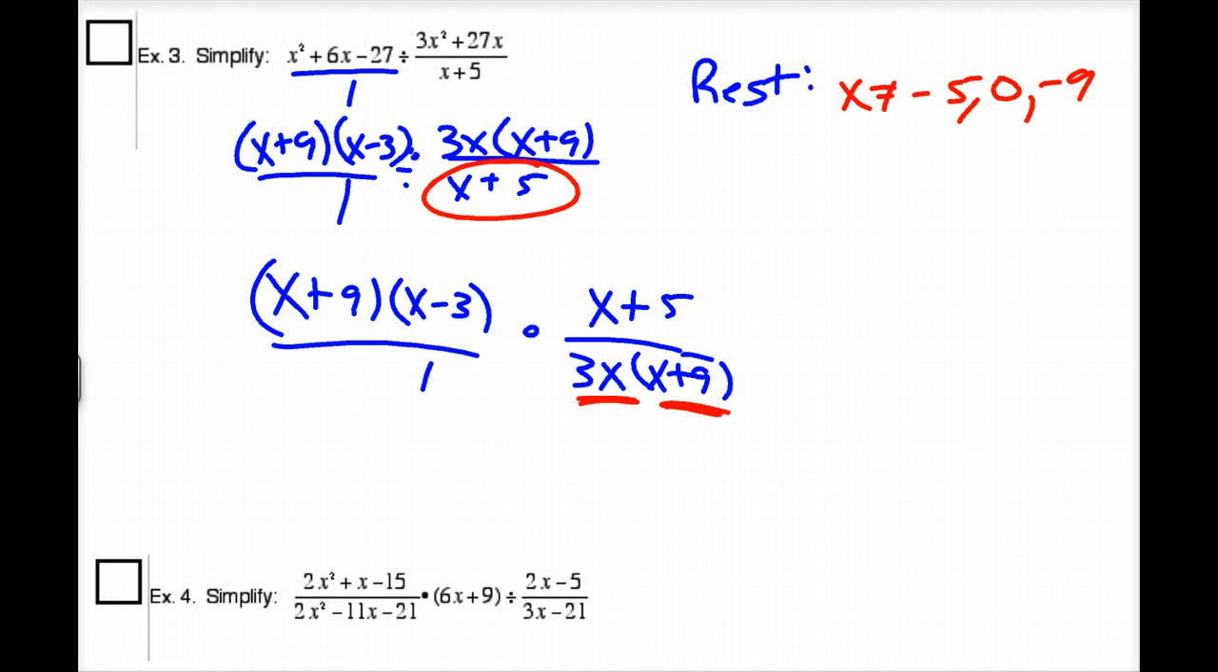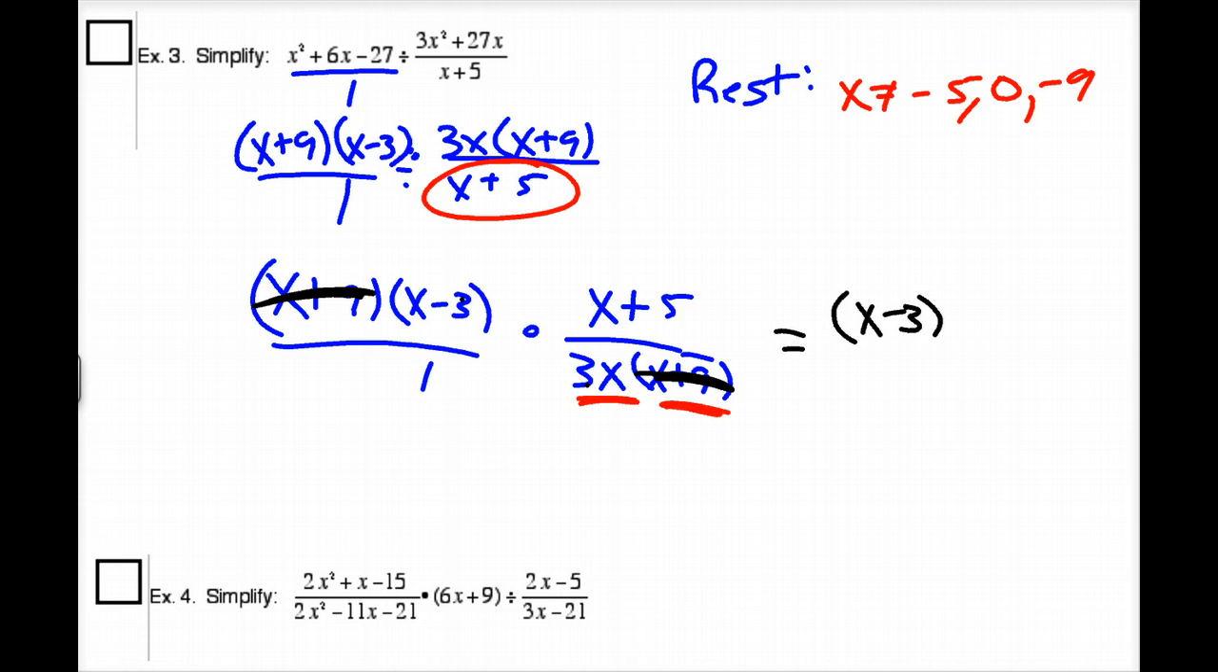Well, we've already got it all factored, so we actually just need to cancel. I got an x plus 9 on top and an x plus 9 on the bottom. I can't cancel anything else. I can't cancel this 3 with the 3 up there because the 3 up top's got a minus 3. So I just go ahead and write my answer with whatever's left.